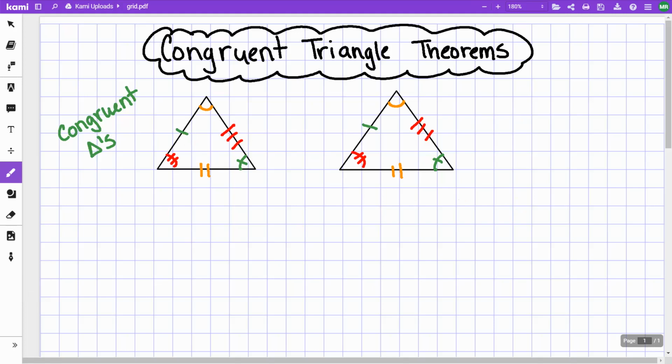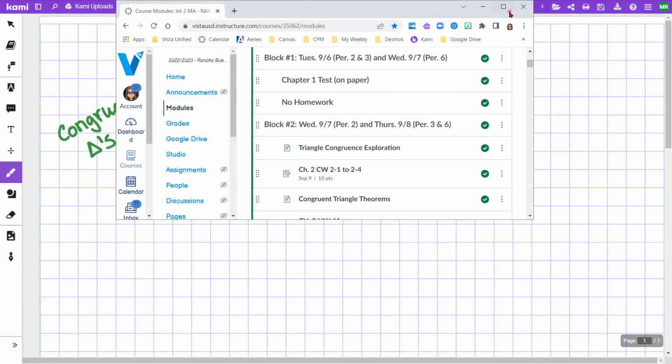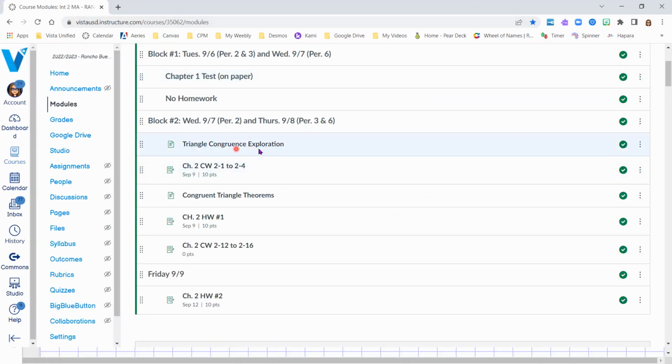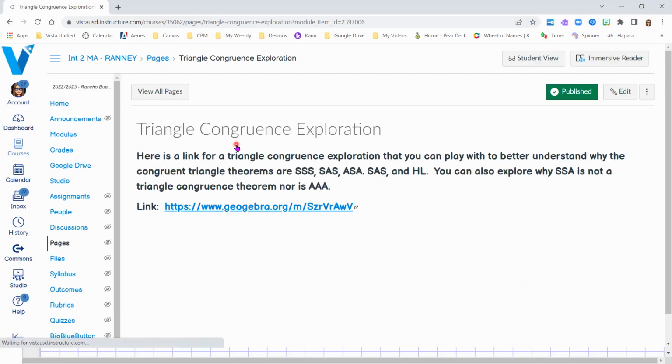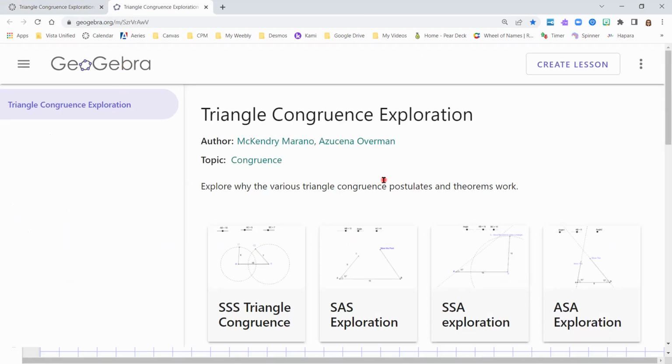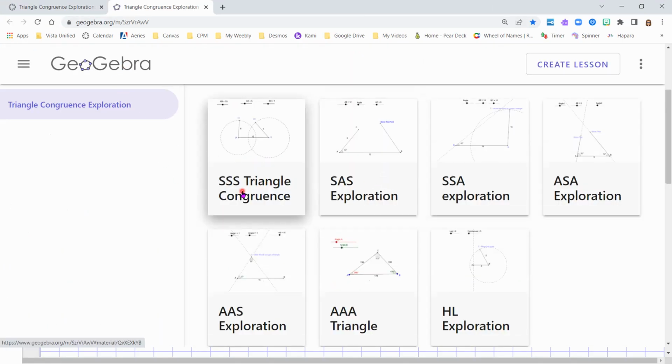Now, I have in our module this triangle congruence exploration that you can play around with. I'm going to be playing around with it here to show us some of these properties. So these are the situations: side, side, side; side, angle, side; side, side, angle; angle, side, angle; angle, angle, side; angle, angle, angle; and hypotenuse leg.